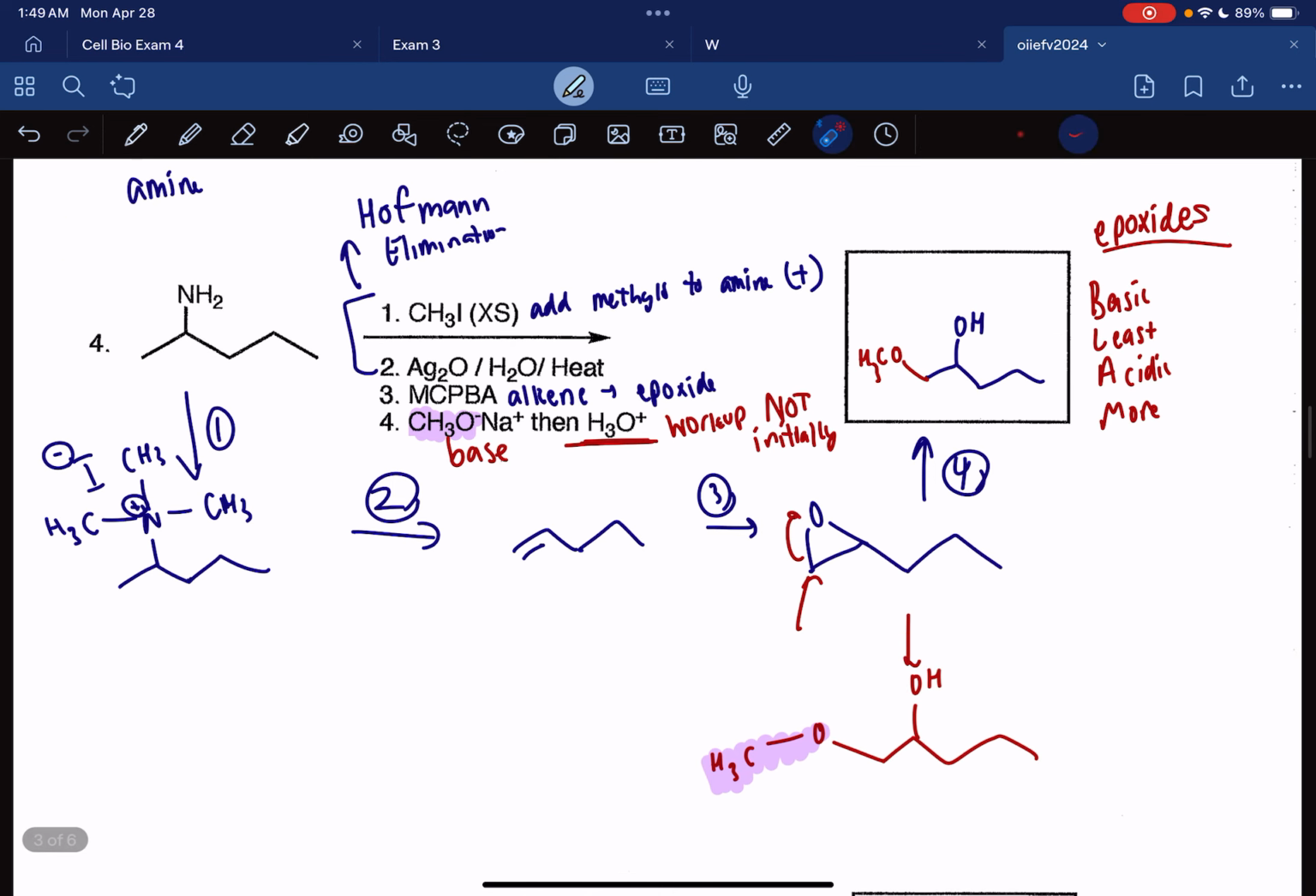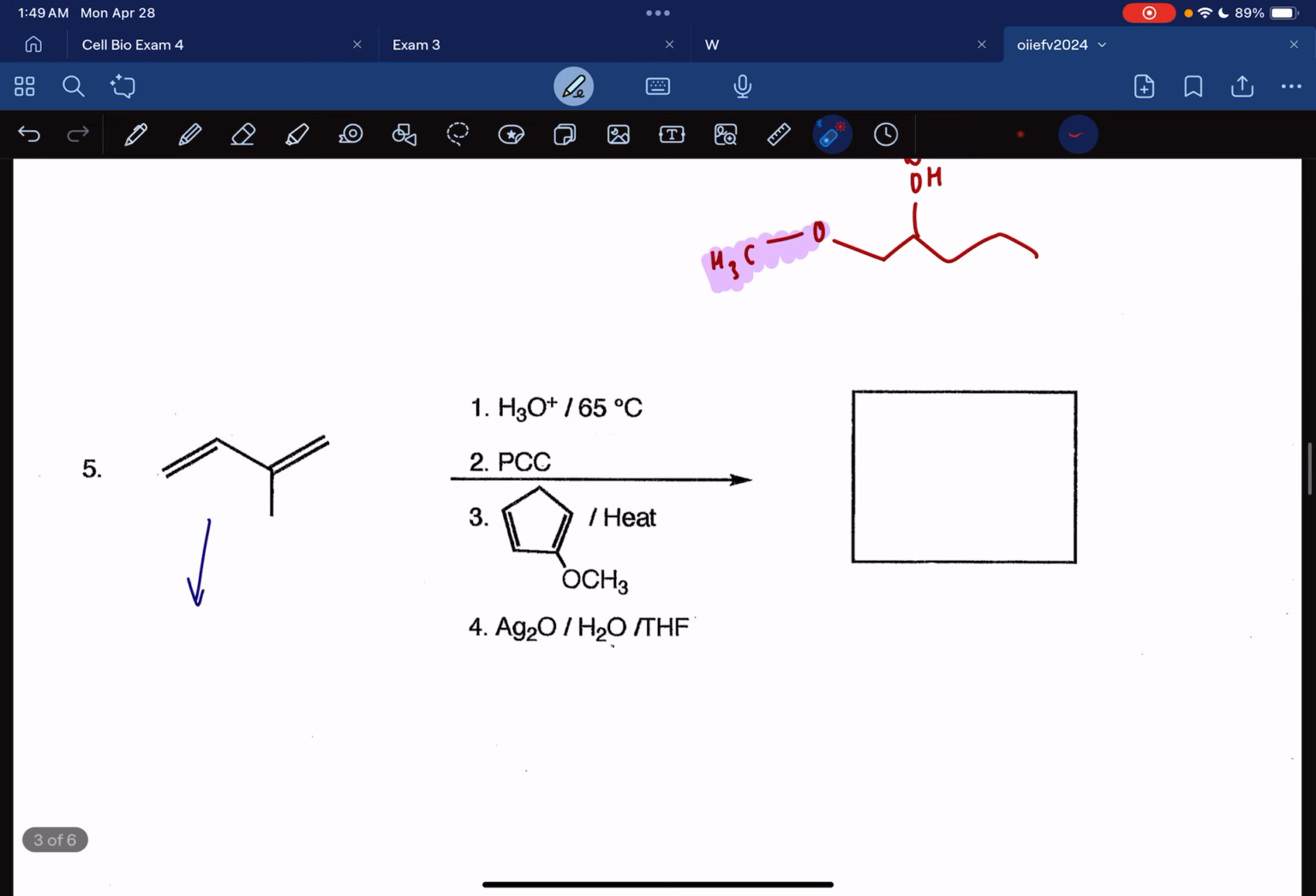Just make sure you remember these two reagents here, CH3I, Ag2O. They're kind of coupled, but don't show them in one step. You should know that together they give you the Hofmann product, and you should be okay from there.